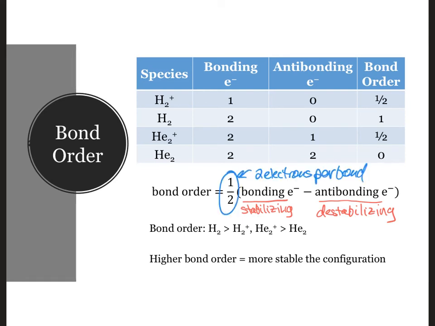For the series of molecules shown here, we see the hydrogen molecule has the highest bond order with a single bond. The H2+ and He2+ cations are next with a 1/2 bond order, and the helium molecule has a bond order of 0, meaning a bond isn't formed. The goal here is to get the highest bond order possible, which infers greater stability over the entire molecule.